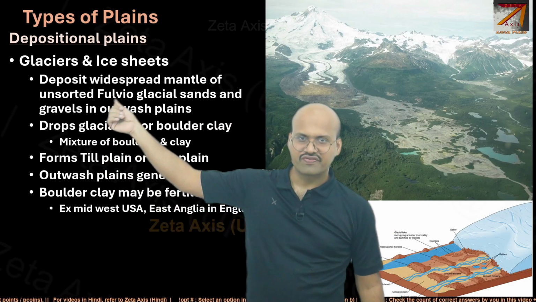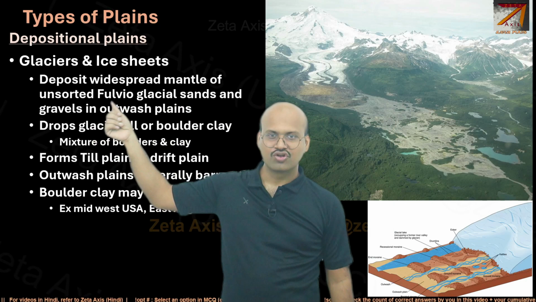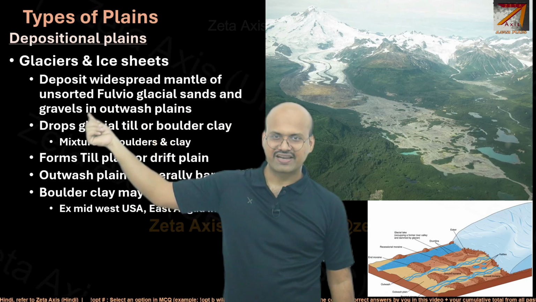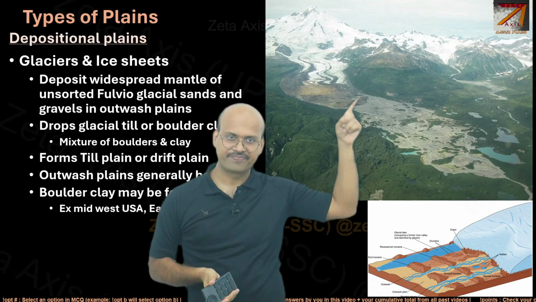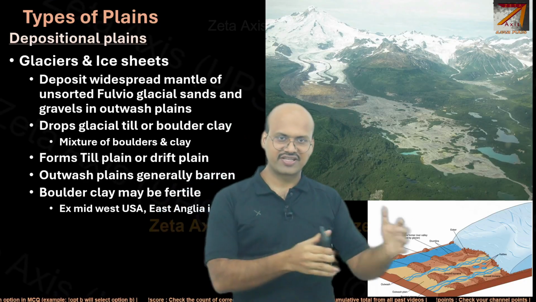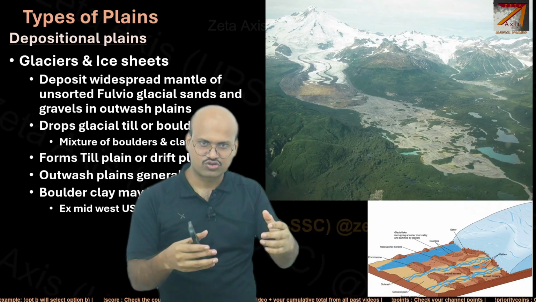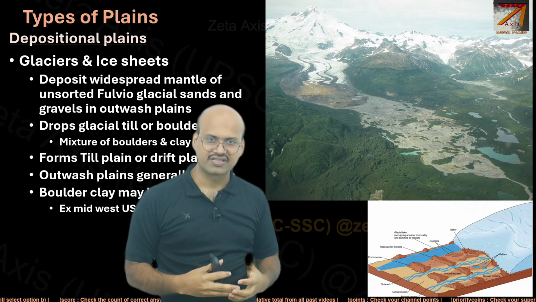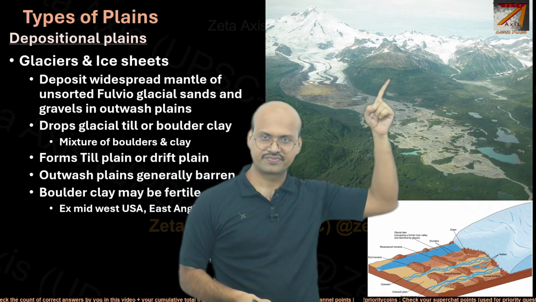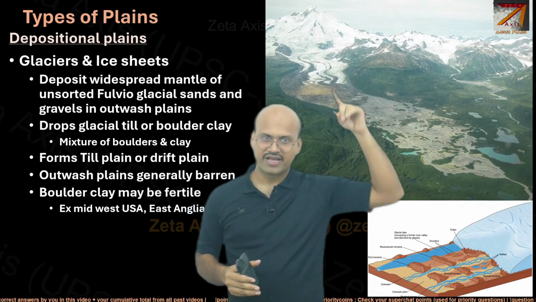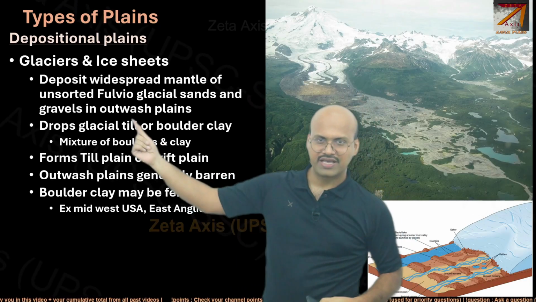So deposit widespread mantle of unsorted fluvial glacier sands and gravels in outwash plains. So outwash plains would be this region. It is the region just after the glacier. So when the glacier starts to melt, the fragments of the rocks in the glacier will flow along with that water and will be deposited in this region. So this will be formed as a plain which is called outwash plains.